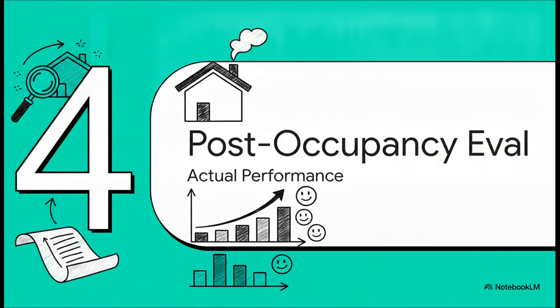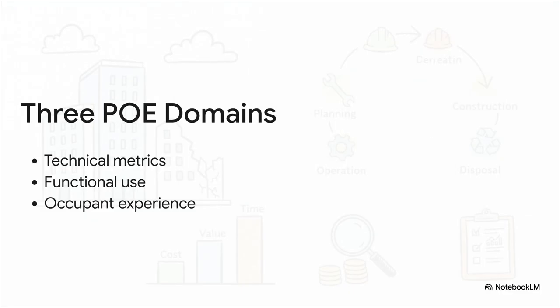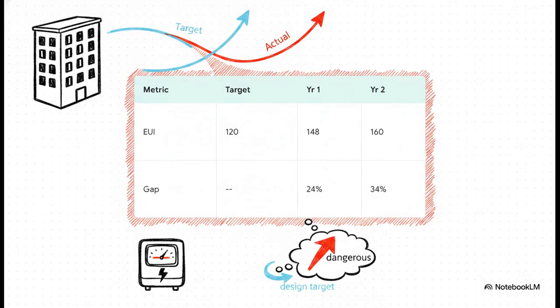Next up, Part 4, Post-Occupancy Evaluation. Now we move to the reality of human habitation. How does a building actually perform once it's occupied? Post-Occupancy Evaluation, or POE, generates the real-world evidence we need to fix current operational issues and improve future design briefs. We look across 3 distinct domains: technical performance, like energy use, functional performance, like space utilization, and behavioral and experiential performance, which covers occupant satisfaction and well-being.